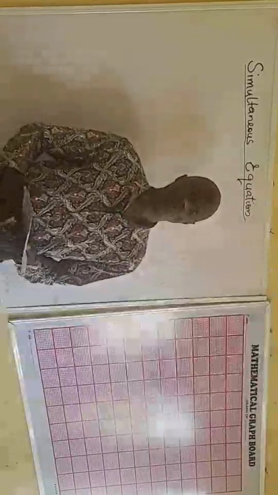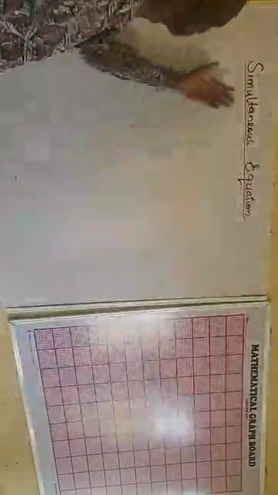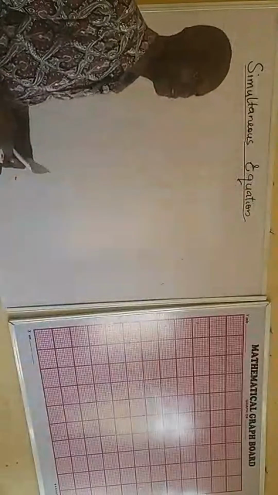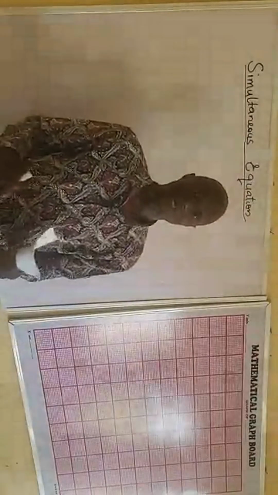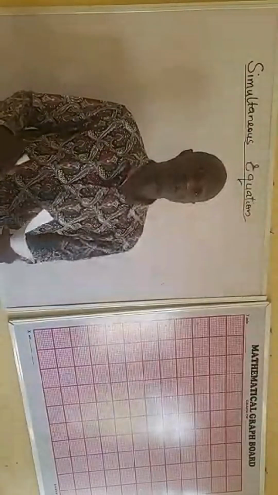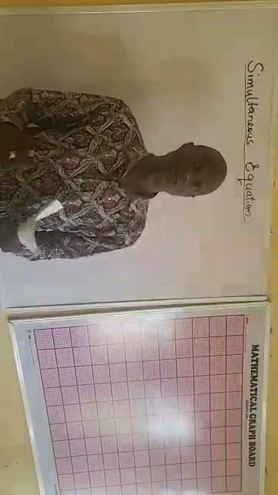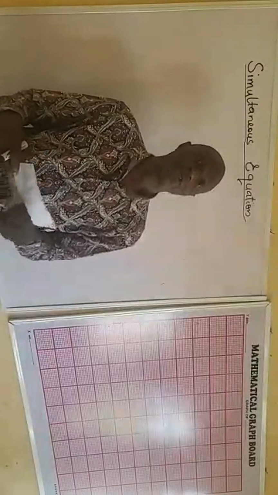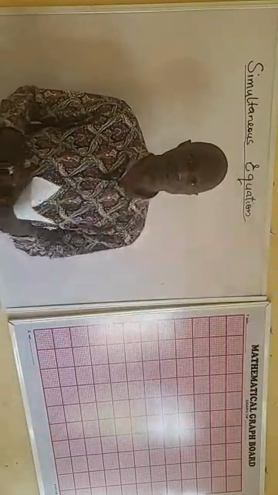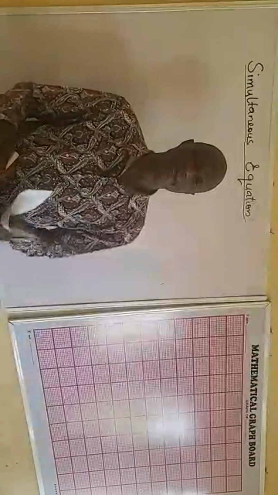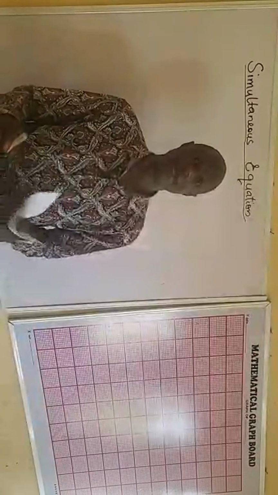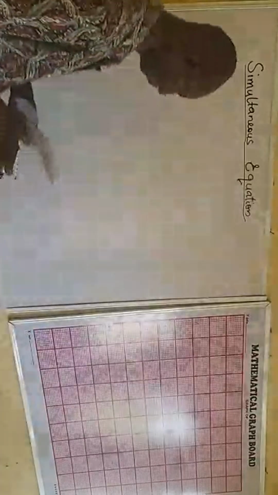I am Otemu Ogenenyero teaching on YouTube. I want to deal with this topic live, and the topic is simultaneous equation. What is simultaneous equation? Simultaneous equation simply means we are solving two equations at the same time, looking for the value of two variables. It could be x, it could be y, x and y, a and b, c and d, and the rest of them.